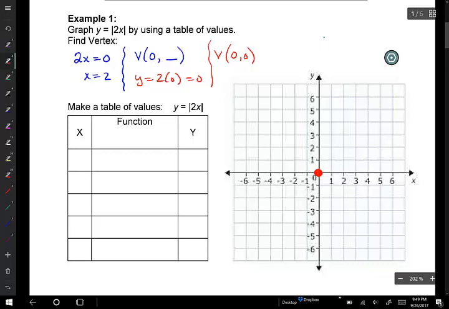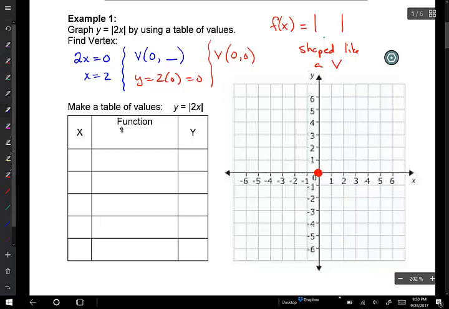Now, absolute value is always in the shape of a V. So anytime you see a function that has the absolute value of something, it's going to be in the shape of a V. And we're going to learn how that works. Now, let's plot some points.